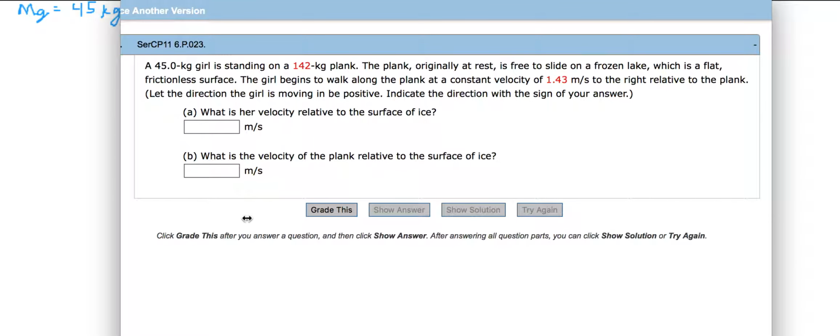A 45 kilogram girl is standing on a 142 kilogram plank. The plank, originally at rest, is free to slide on a frozen lake which is flat and frictionless. The girl begins to walk along the plank at a constant velocity of 1.43 meters per second relative to the plank going to the right. What is her velocity relative to the surface of the ice, and what is the velocity of the plank relative to the surface of the ice?